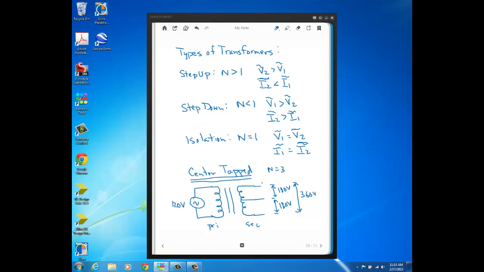Alright, well, this was some basics of transformers, the basic operation, their uses, and the different types. The next video is going to be dedicated to talking about impedance reflection, and then we'll do an example showing how we can make a match with the transformer's ability to do impedance reflection where we otherwise wouldn't be able to make a match.